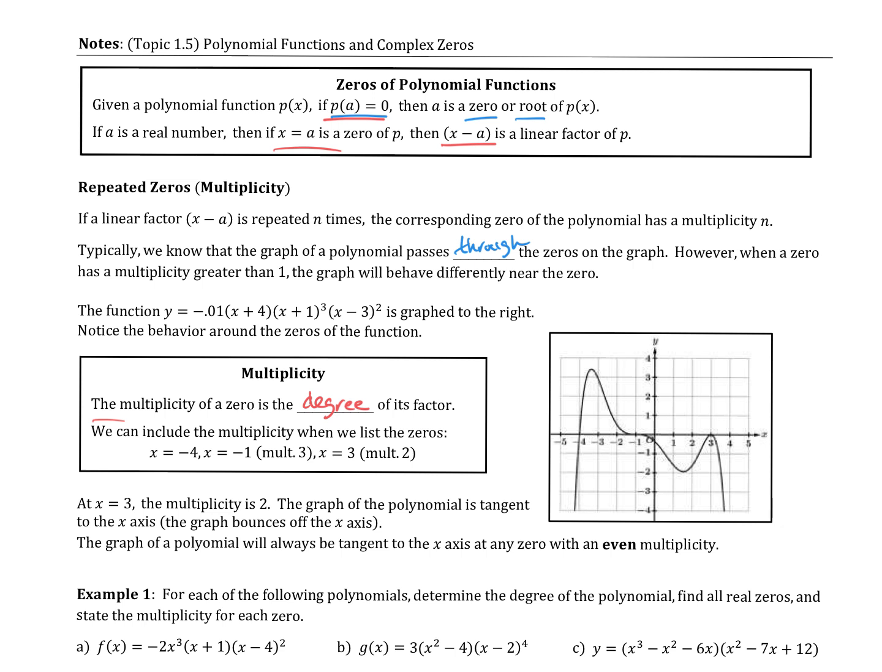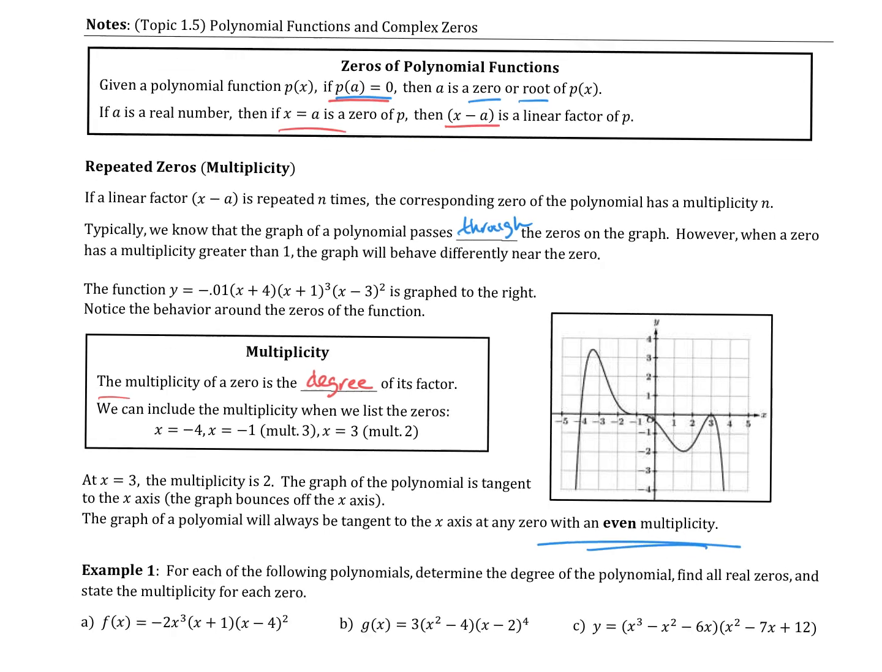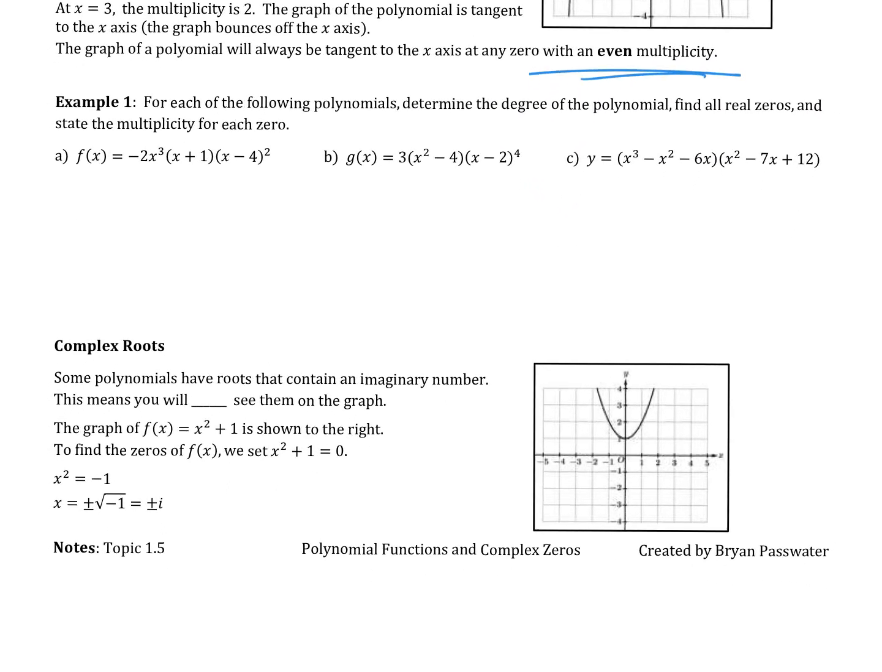When I have a multiplicity that's even, it bounces. It's said that the graph will always be tangent to the x-axis at that 0, but it bounces. If it's odd, guess what it does? It goes through. And if it's even, it bounces. All right, let's keep going on our example 1.